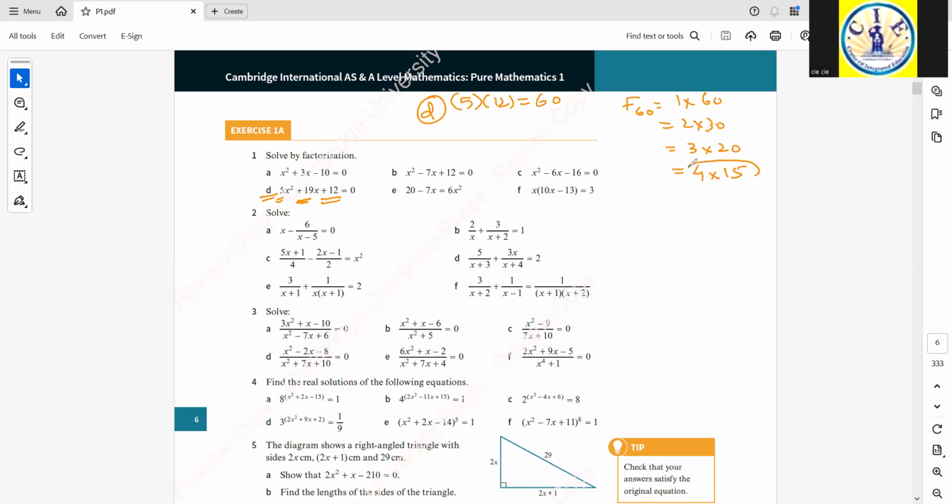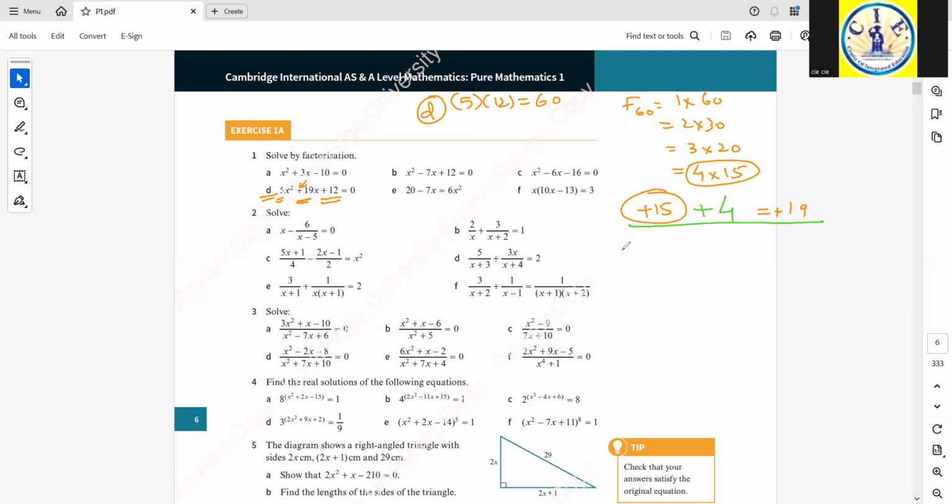4 and 15. Okay. Since I need to have 19, having a positive sign, the middle term has got a positive sign. So the larger factor should get a positive sign with it. And obviously from this positive 15 to get positive 19, that means I need to add 4 to that. So both the factors 4 and 15 must contain a positive sign with them. So yes, these are my factors.